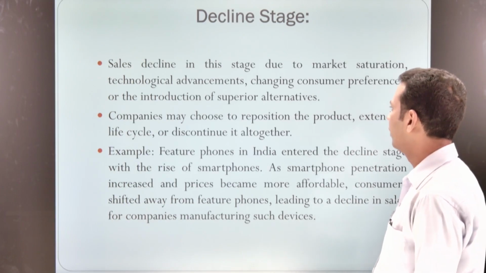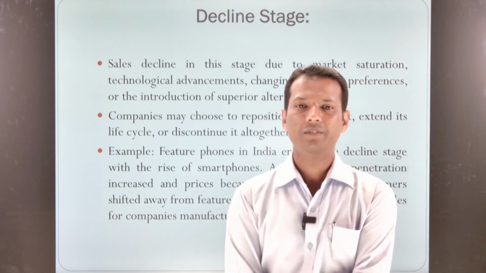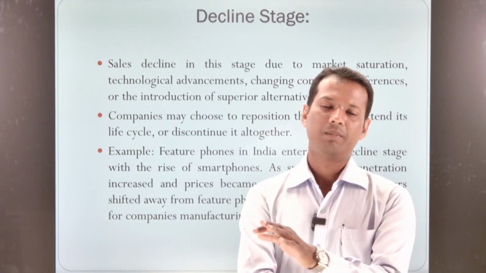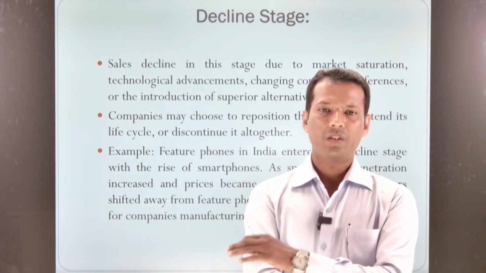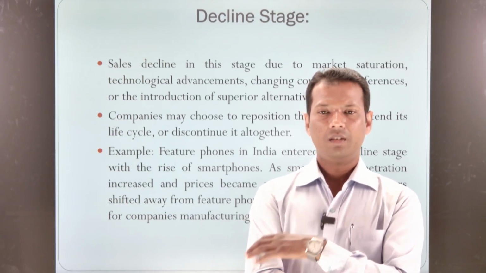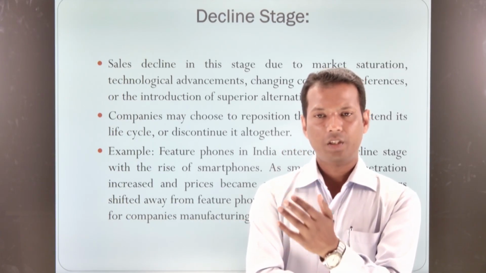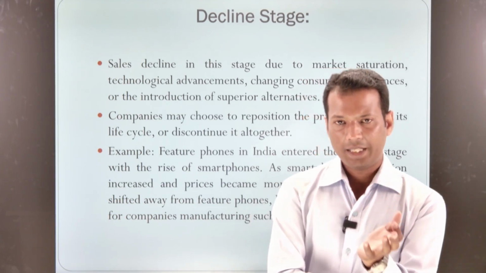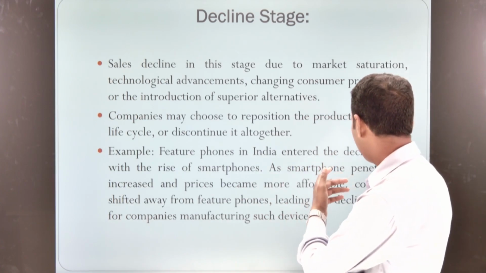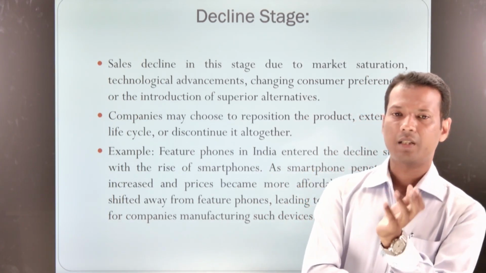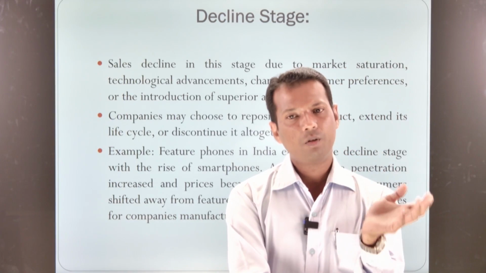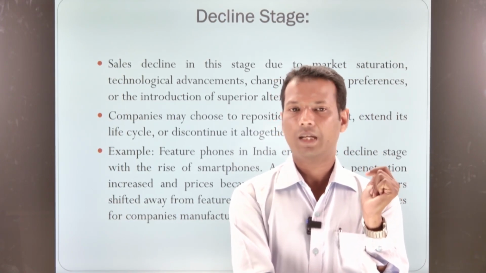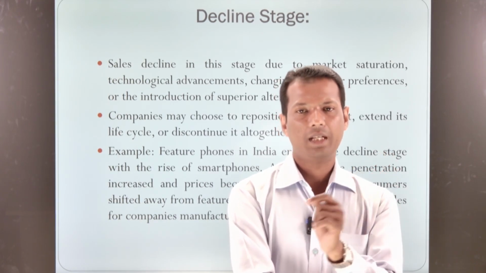Next is the decline stage. So what happens in the decline stage? In the decline stage, you see, the product has reached its market saturation and there is no innovation, no technological advancement, or any kind of change in consumer preferences. We are unable to change the consumer preferences, or we are unable to bring out various kinds of alternatives. So in that case, our product starts to decline, okay, and that is known as the decline stage.